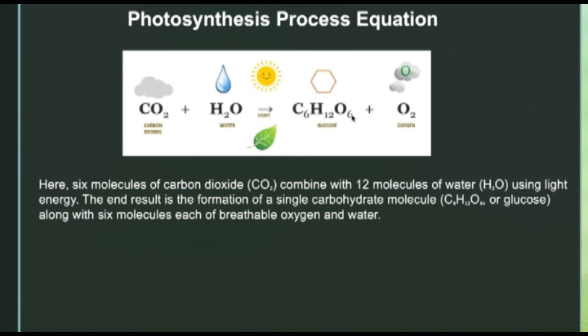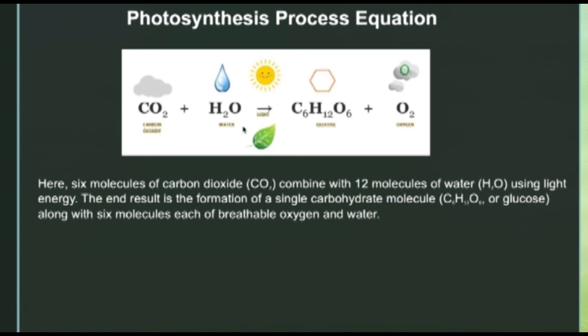Now we are going to explain the photosynthesis equation. The reactants of photosynthesis are everything to the left of the arrow. Thus, the reactants of photosynthesis are carbon dioxide, water and sunlight energy. The products of photosynthesis are everything to the right of the arrow. Thus, the products of photosynthesis are glucose and oxygen. Here, 6 molecules of carbon dioxide combine with 12 molecules of water using light energy. The end result is the formation of a single carbohydrate molecule along with 6 molecules of breathable oxygen.